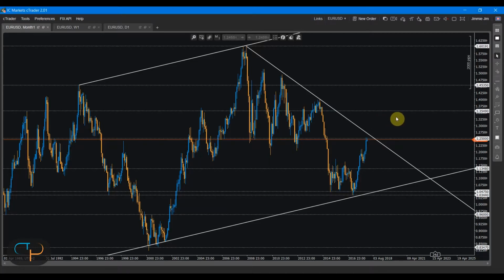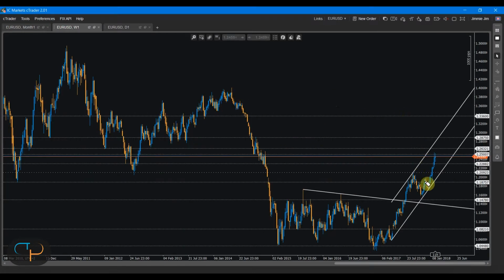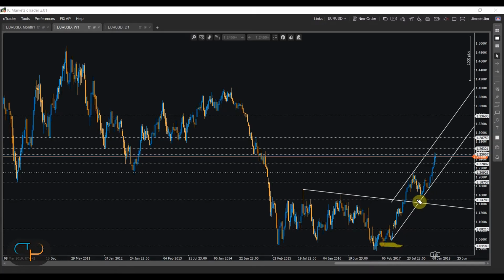Now let's switch to the weekly chart. On the weekly chart, also a bullish bias because of these higher lows, these higher highs. We have an upward trend, with a trending state right now.